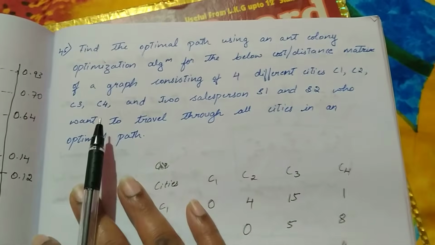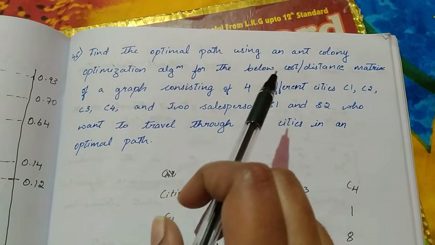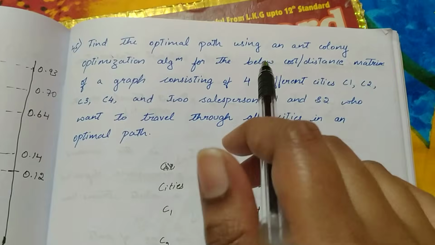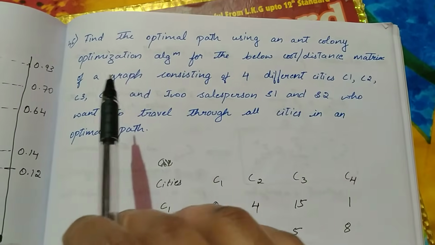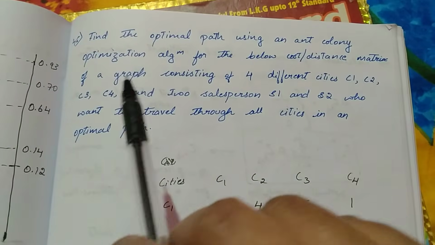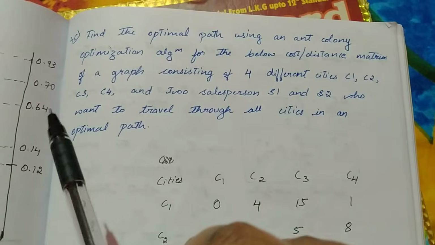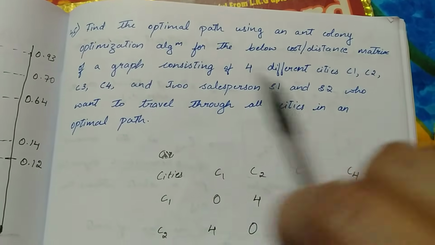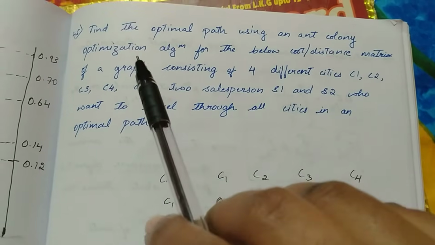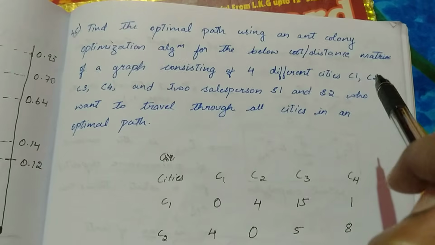Hello. This is 45th question. That is, find the optimal path using an ant colony optimization algorithm for the below cost or distance matrix of a graph consisting of four different cities C1, C2, C3, C4 and two salespersons S1 and S2 who want to travel through all cities in an optimal path. So we have to find the optimal path using an ant colony optimization algorithm for the below cost or distance matrix.